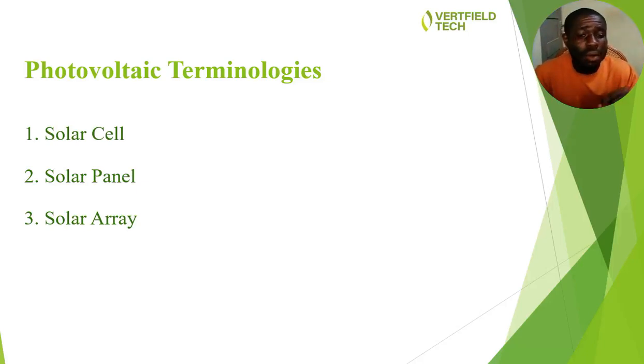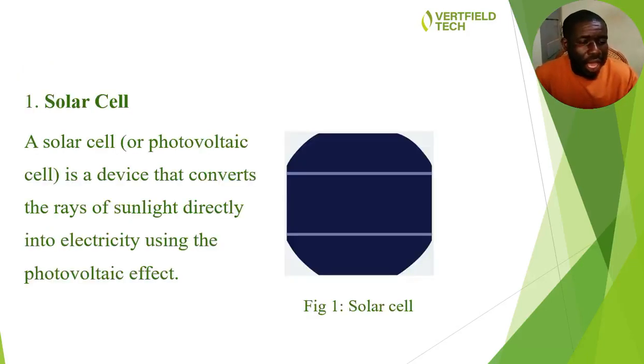We have basically three terminologies that are very important in this field: the solar cell, the solar panel, and the solar array. What is the solar cell? The solar cell is the device that converts the rays of sunlight directly into electricity using the photovoltaic effect. That simply means your solar cell is the actual component which helps you absorb the rays of the sun and convert them to electricity for you.